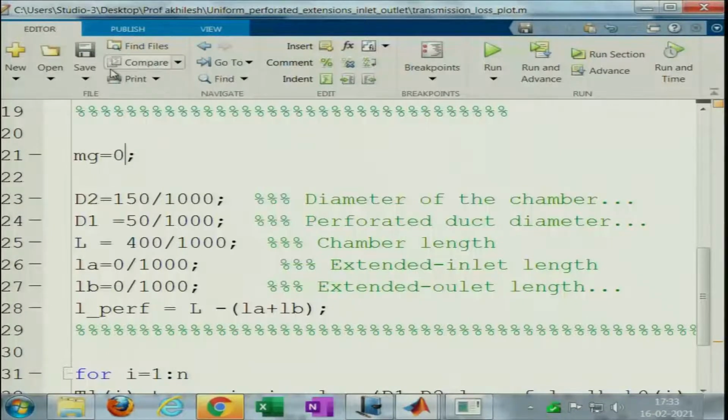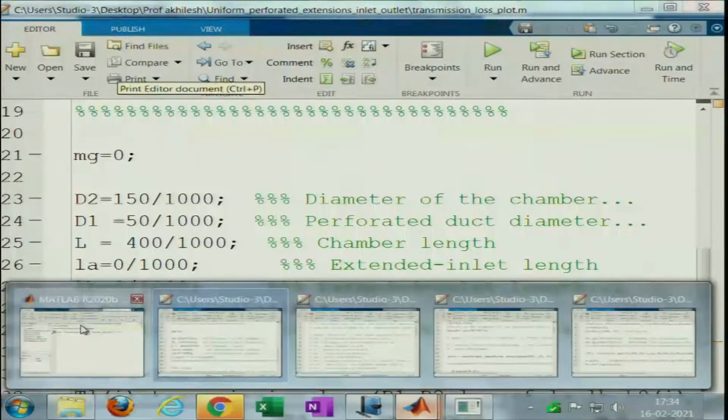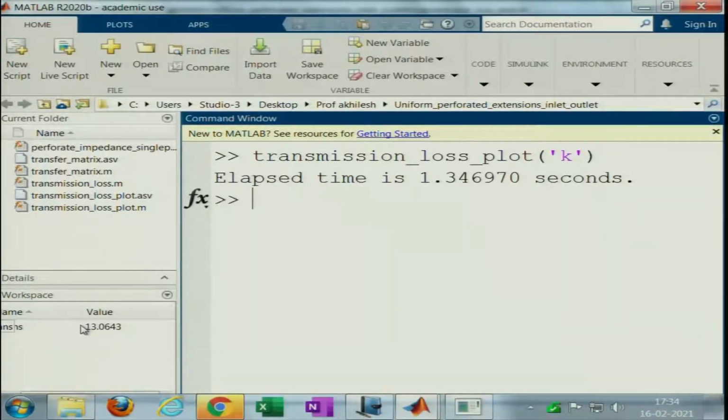Remember, the code will work because mean flow is already there. So, it is just a matter of setting things. Now, once we do that, let us simply generate this figure, which we will have generated now, and hold on to it. And now play around with neck extensions.